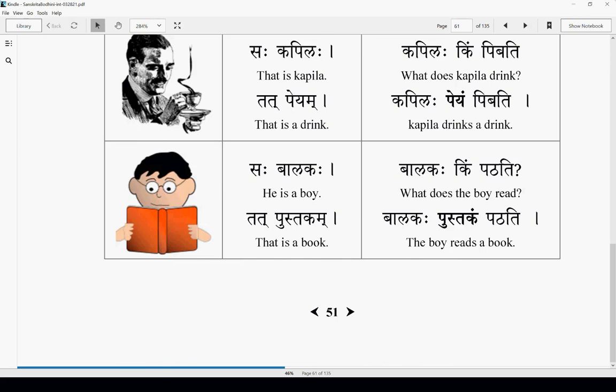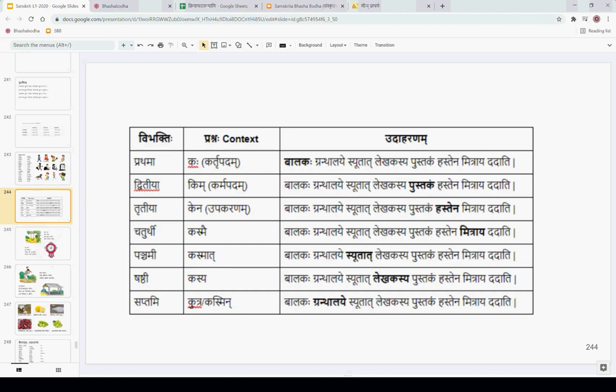Okay. So look at this one here. Dvitiya Vibhakti, the word which is coming in the Dvitiya Vibhakti form, on which the action is happening, it is called Karma Padam. So the role of that word is that of an object. In English grammar, I think it is called object. Here it is called Karma Padam, on which the action is happening.